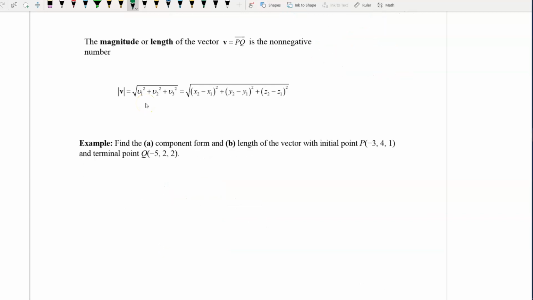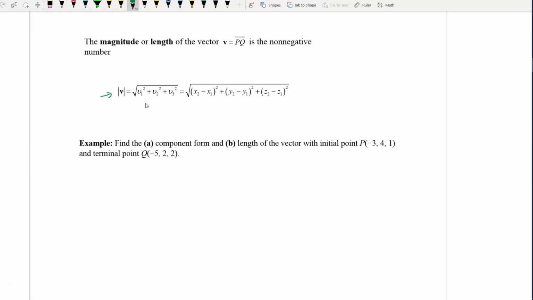Now in this part we have the magnitude or length of a vector. The length of V, this is from P to Q, is a non-negative number, because here we have the absolute value of V for the vector. This is equal to the square root of what we had for our components. For three dimensional with V1, V2, V3, we're going to use the second power and add them. So inside the radical, we have V1 squared plus V2 squared plus V3 squared.